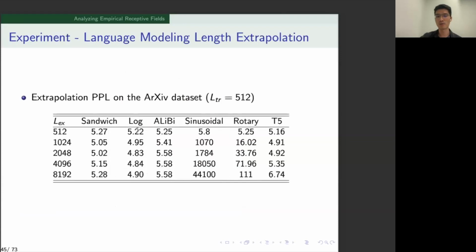And that's also why we believe that our proposed methods can actually decrease the perplexity when we increase the sequence length. Sandwich and log are the proposed two methods, and the training length is 512. When we increase the sequence length to 2000 and sometimes to 4000, we can see the perplexity is smaller than the training length perplexity. But for alibi, the perplexity actually increases continuously when we increase the sequence length. And the same story holds for other positional embedding methods.